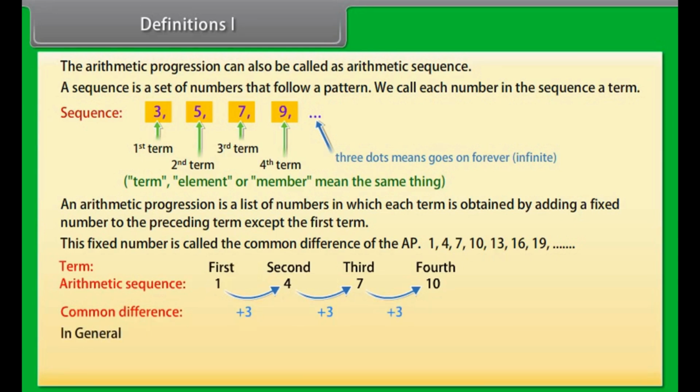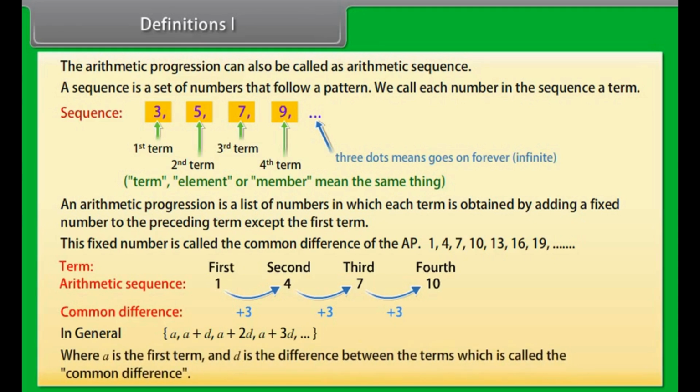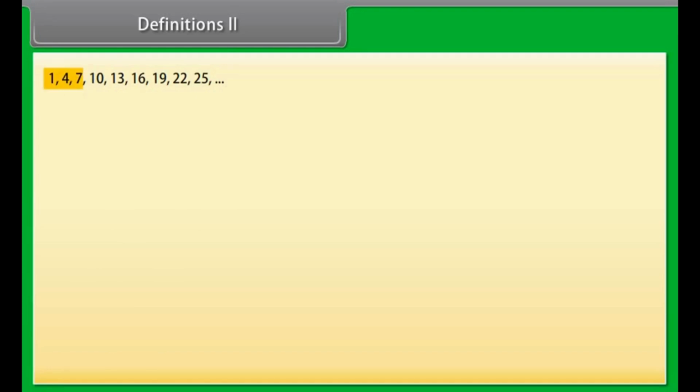In general, we can write an arithmetic sequence like this: A, A plus D, A plus 2D, A plus 3D, and so on, where A is the first term and D is the difference between the terms, which is called the common difference. Definitions 2.